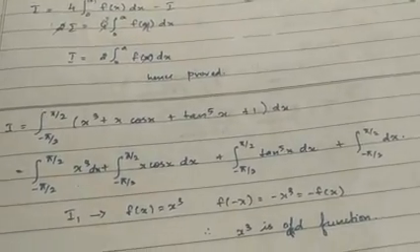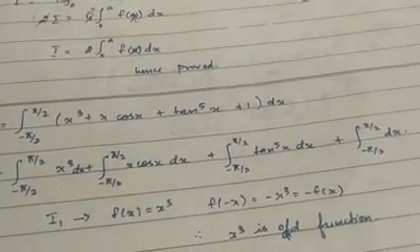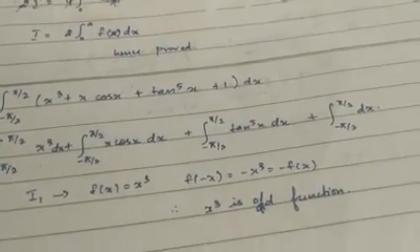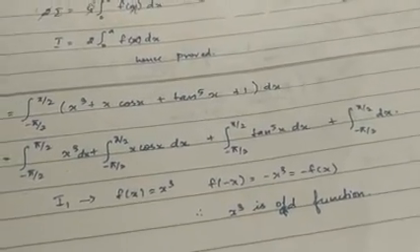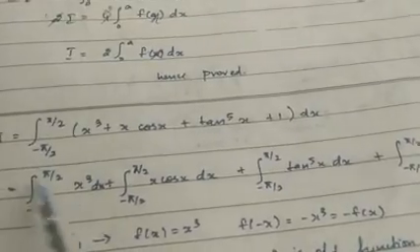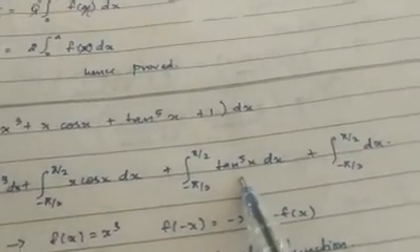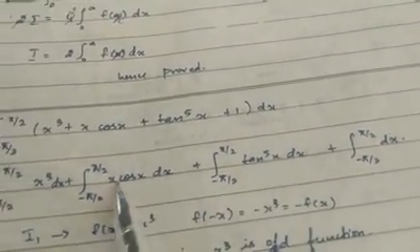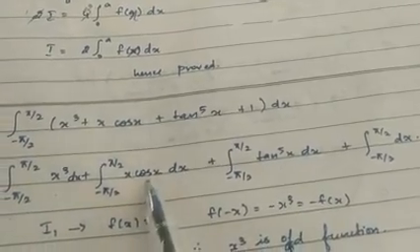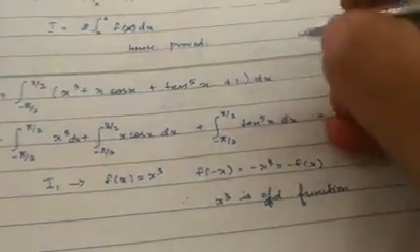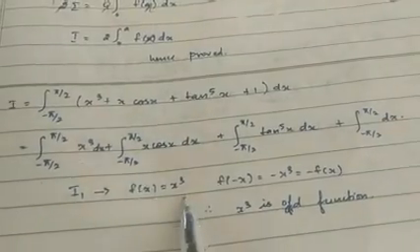Now x cube, definitely the limits are from minus a to a. If it is a cubic function, it is an odd function, as I told. Therefore this will become an odd function, and tan power 5 x will also be an odd function. Now we need to check whether the other one is odd or not. Here x cube is an odd function. Therefore the integral value becomes 0.